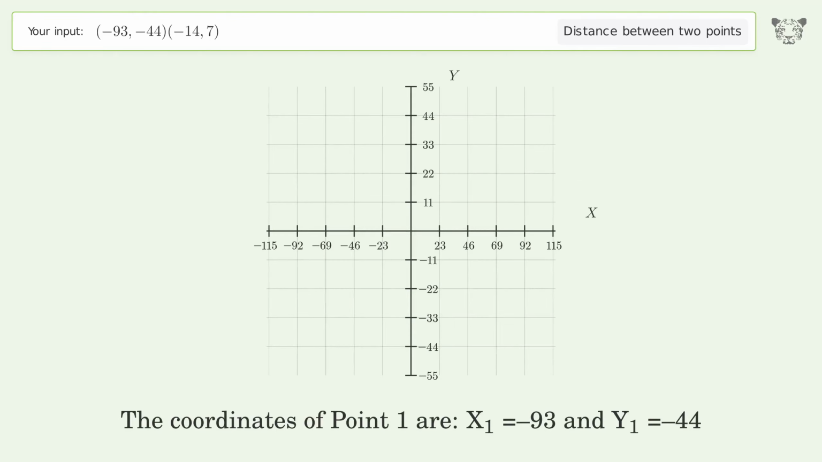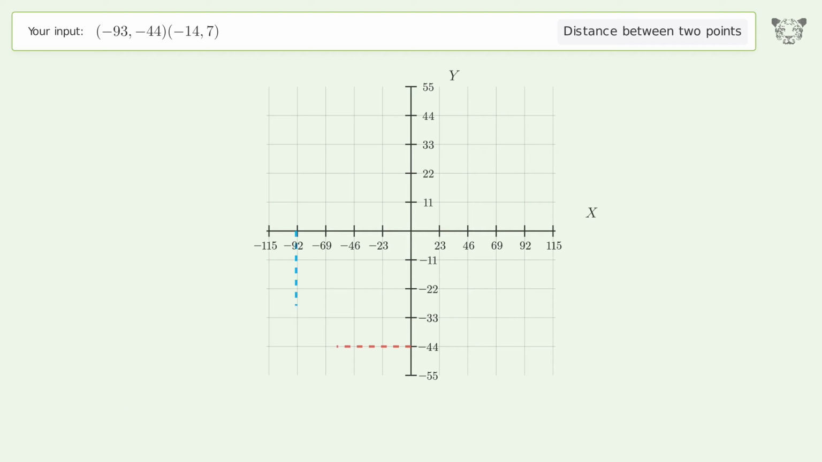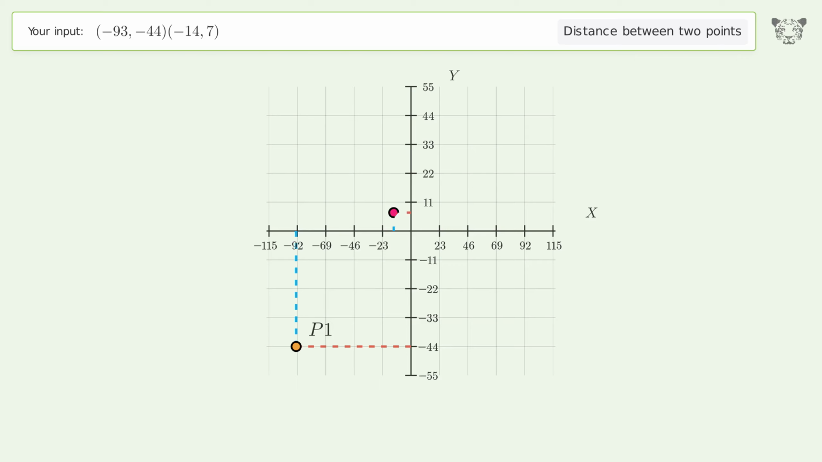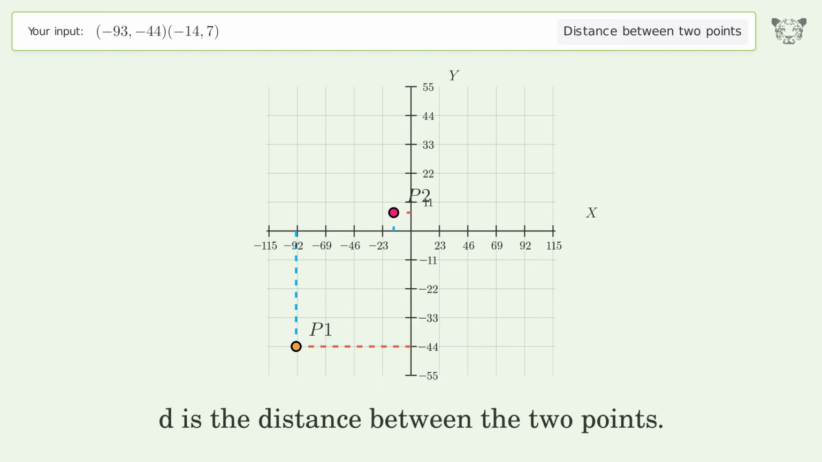The coordinates of point 1 are x1 equals negative 93 and y1 equals negative 44. The coordinates of point 2 are x2 equals negative 14 and y2 equals 7. D is the distance between the 2 points.